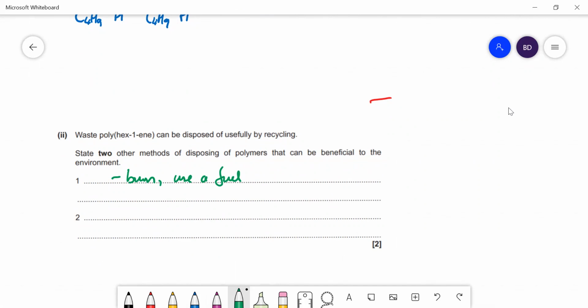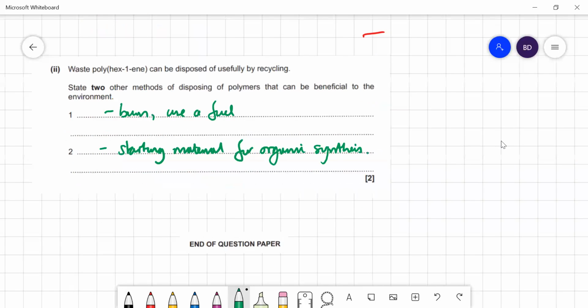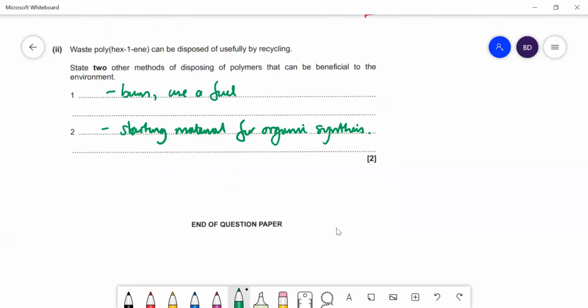The second one, well, landfill, that's not going to be beneficial to the environment at all. What could be beneficial is that you could use them as a starting material for organic synthesis, sometimes called a feedstock. So make other organic molecules out of them that are useful. Right, I think that is the end of the paper.